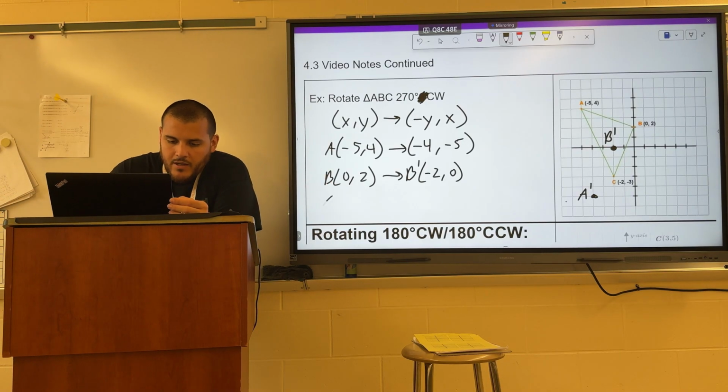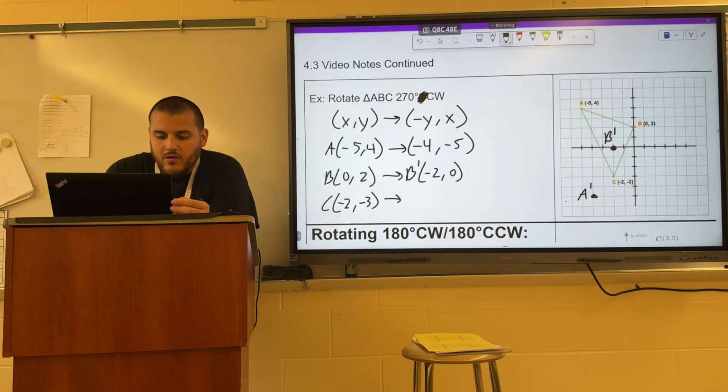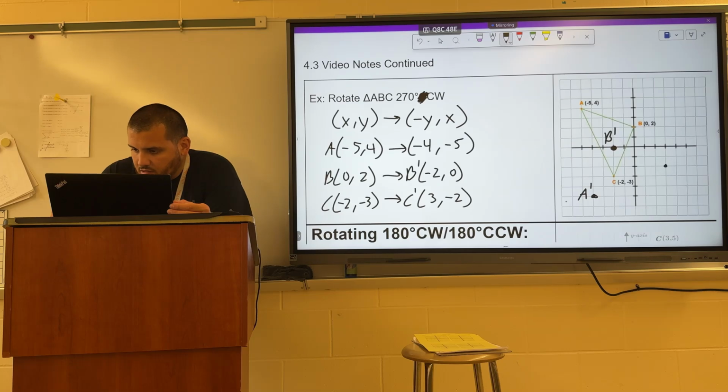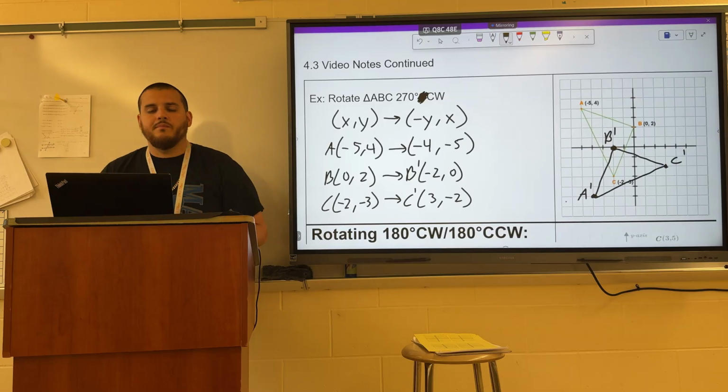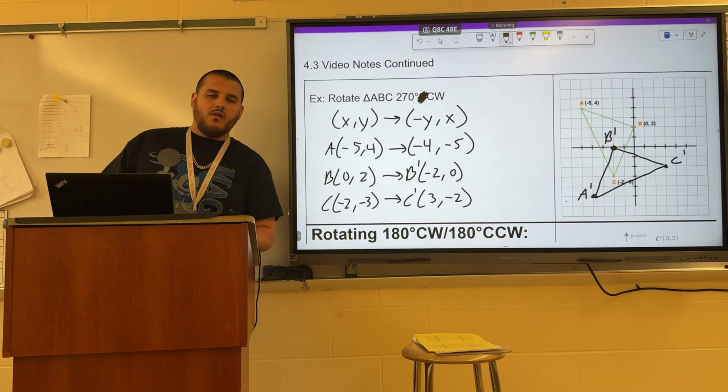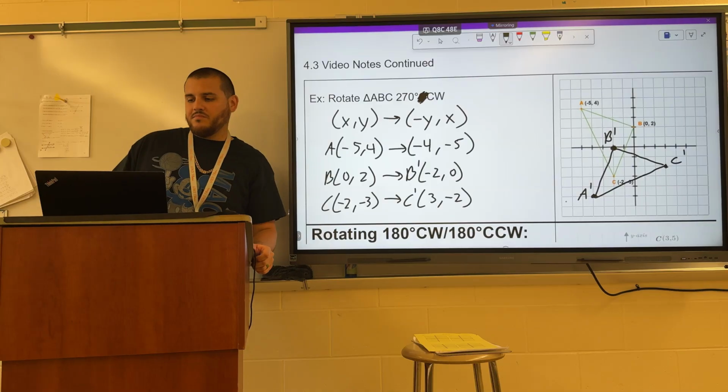My pre-image point C was at -2, -3. If I do that 270 clockwise or 90 counterclockwise, I get to C prime. Again, I'm gonna flip these and change the sign of my y. So that'll be +3, -2. Right 3, down 2. There's C prime. Again, all these rotations are around our origin. That's what our figure would look like.